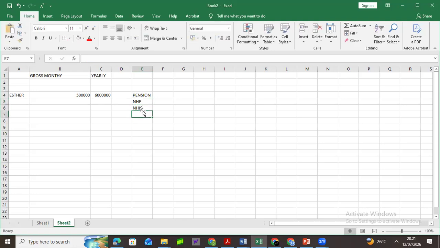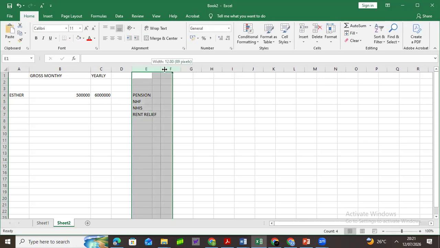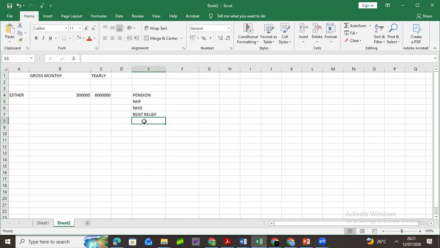And then there's also what they put now, rent relief. That's 20% of the employee's yearly rent. But it cannot be more than 500,000. If 20% is more than 500,000, the only relief they're giving you is 500,000 naira.